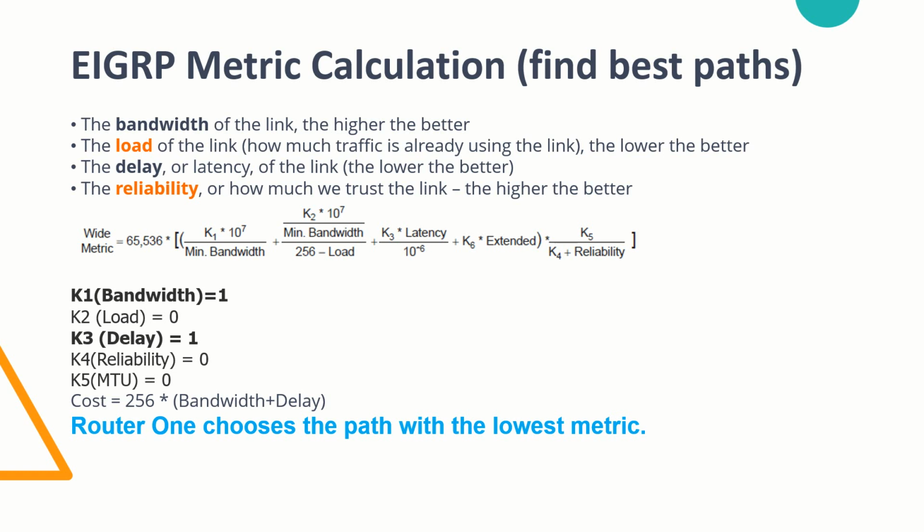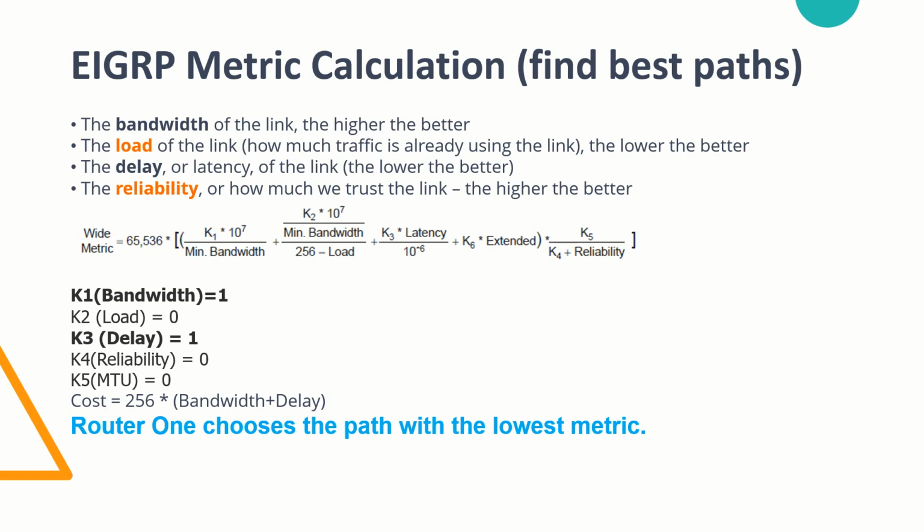As administrators, we can change the K values to influence the metric calculation. Specifically, we can set them to be 0 or 1 to include or exclude an element from the calculation. By default, only K1 and K2 are 1. So you can see here.